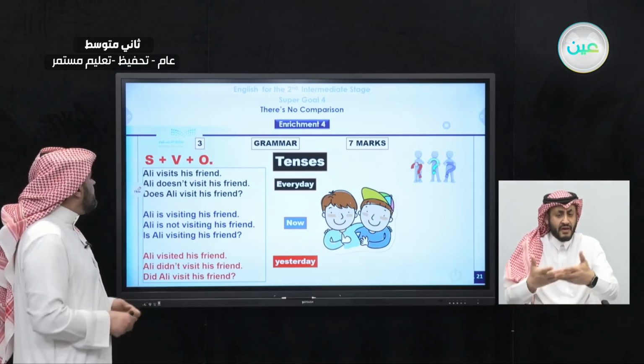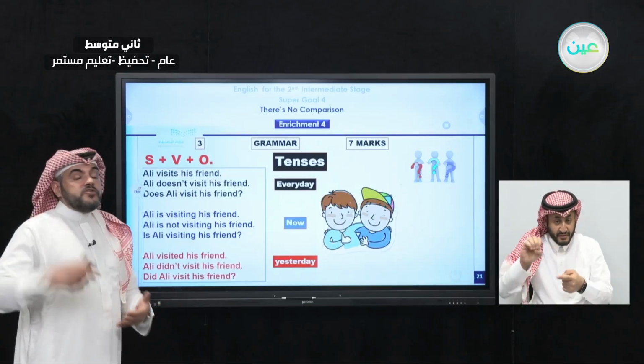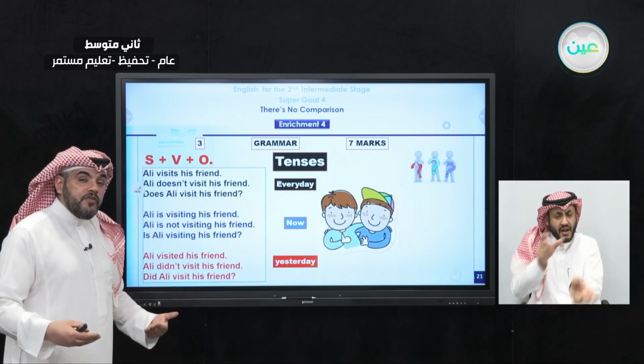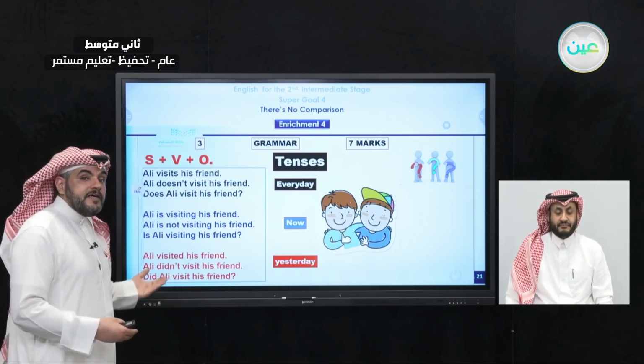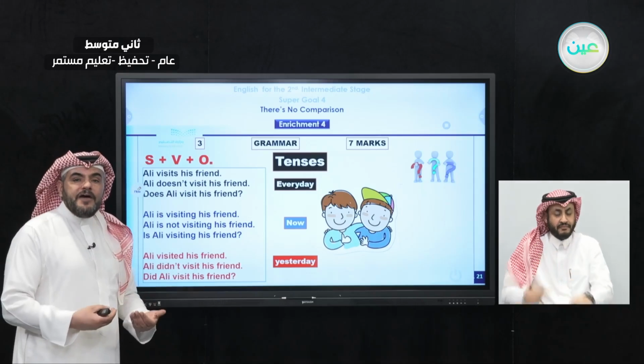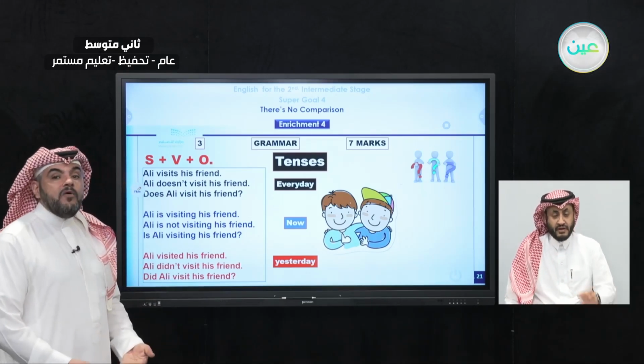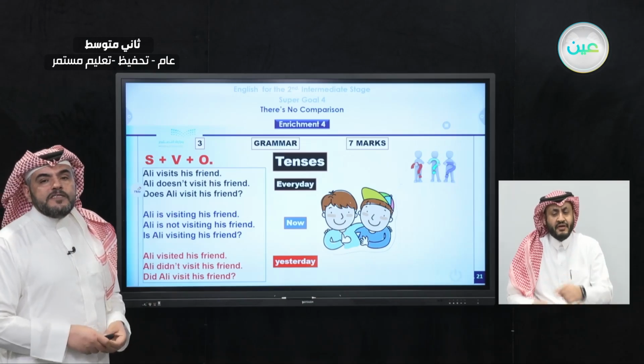Look at the first example here. Ali visits his friends. Okay, that is in the present. When I say Ali is visiting his friends, that means at the moment of speaking, right now. When I say here Ali visited his friend, that means in the past. So the same structure of the 3 sentences is here, but we change the verb visit according to the time. Ali visits every day. Ali is visiting right now. Ali visited, that means in the past.